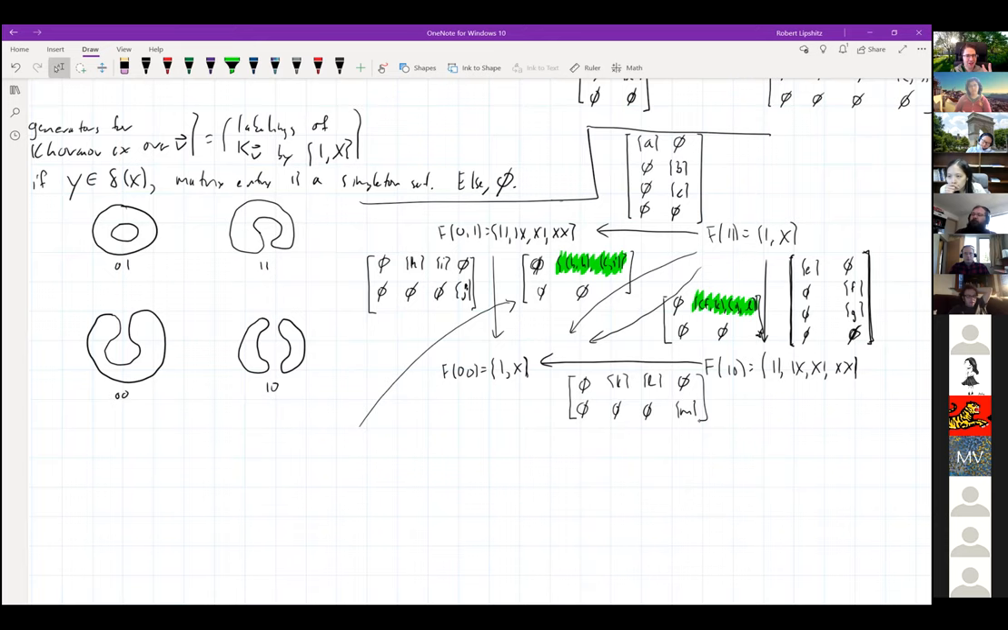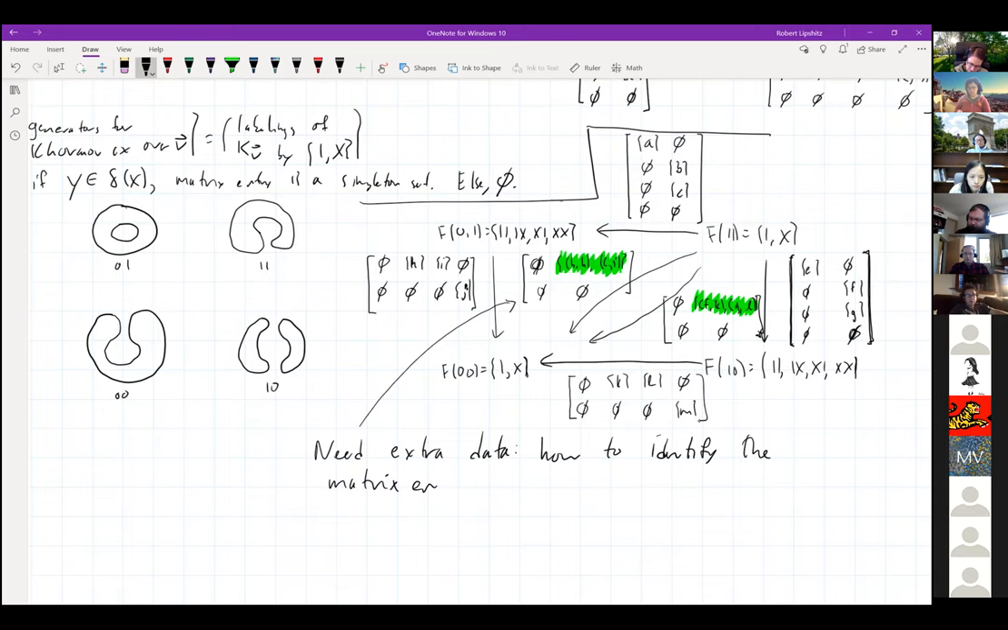And now there are two ways to identify across the face. So I need some way of choosing in order to get a lax functor from the cube to the Burnside category, a lax 2-functor. I need to identify these two compositions. Okay, so I need one extra piece of data: how to identify the matrix entries for going over and going down versus going down and going over. That's a non-canonical Z mod 2's worth of entries, one bit of data.